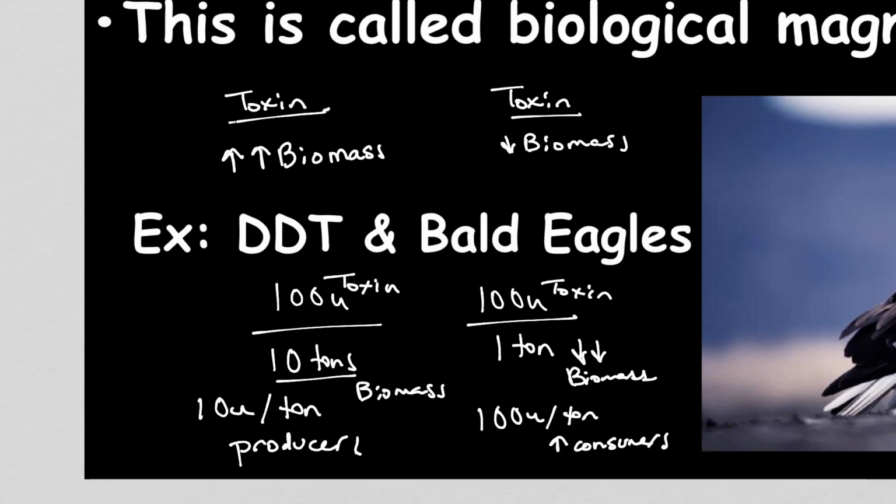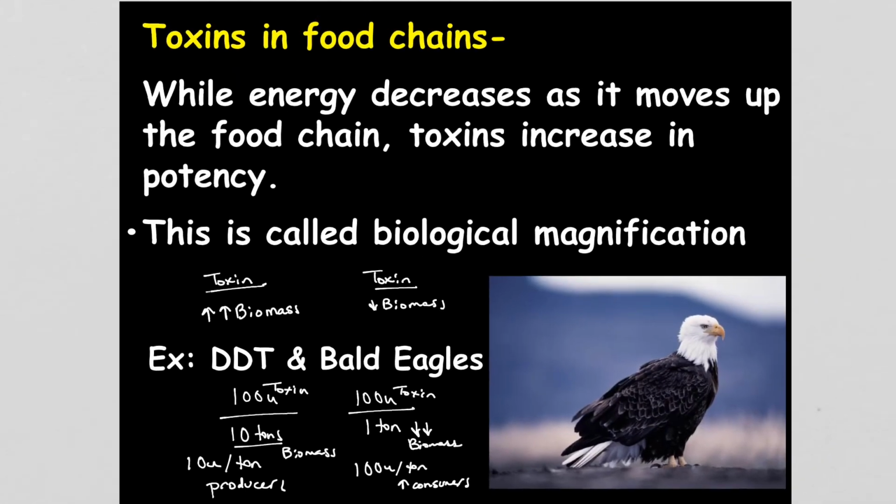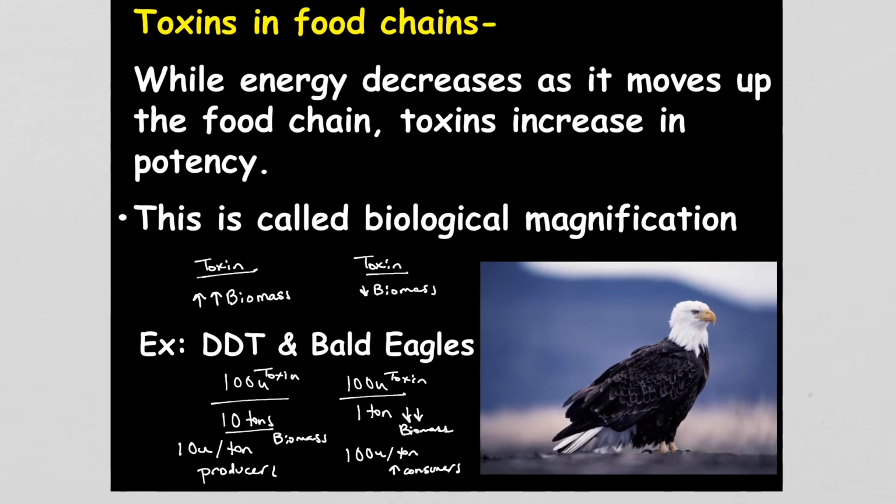So if you eat meat that consumed plants with pesticides, you're actually going to get a greater concentration of the pesticides than if you were to just eat the plant that had the pesticide on it itself, which is a really common misconception. So hopefully you can utilize that information to make good choices at the grocery store.